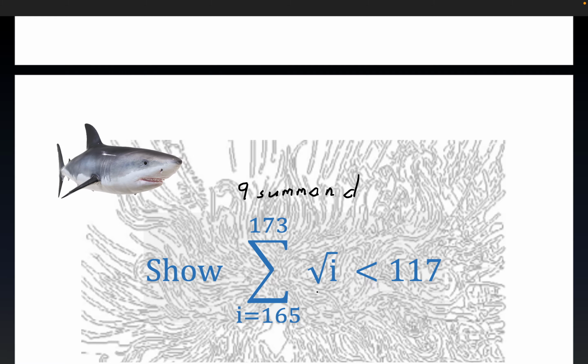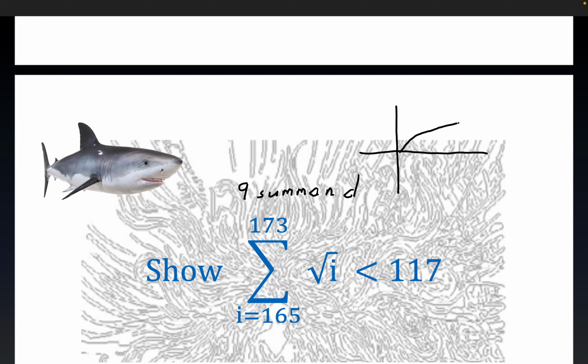And let's draw a picture. It's summing up the square roots of 165, 166, all the way to 173. So let's get a little picture on why this is believable. Okay, we'll draw the square root function here. Of course, it goes through the origin. It increases fairly slowly. It's concave down in calculus vernacular. That means it increases at a decreasing rate.